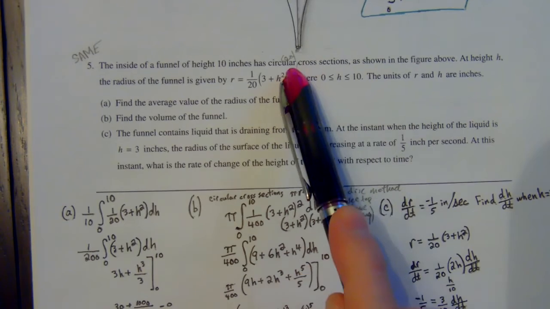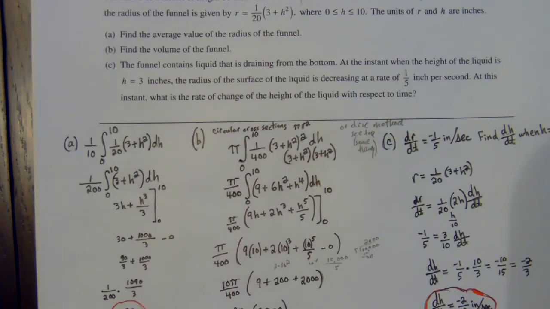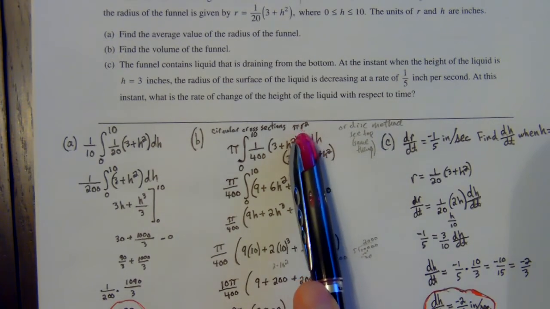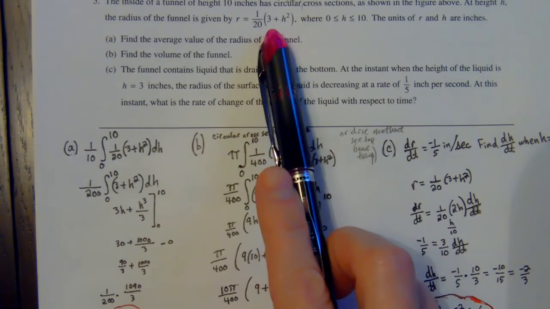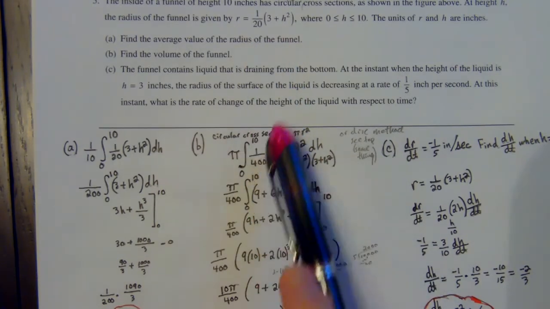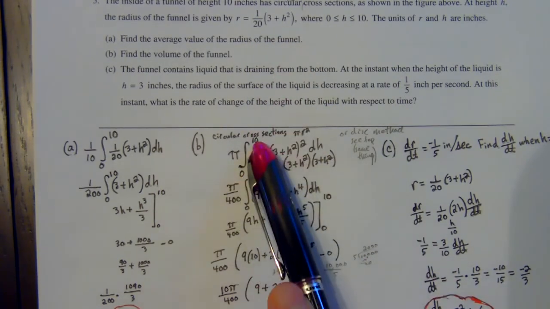But cross sections and circles, remember for the cross-section method, you integrate the area of your cross-section shape. So I'm going to integrate pi r squared. They give me the r, so I'm going to integrate pi times this r squared. So I squared that. That's where the 1 over 400 came from. I squared that between 0 and 10.